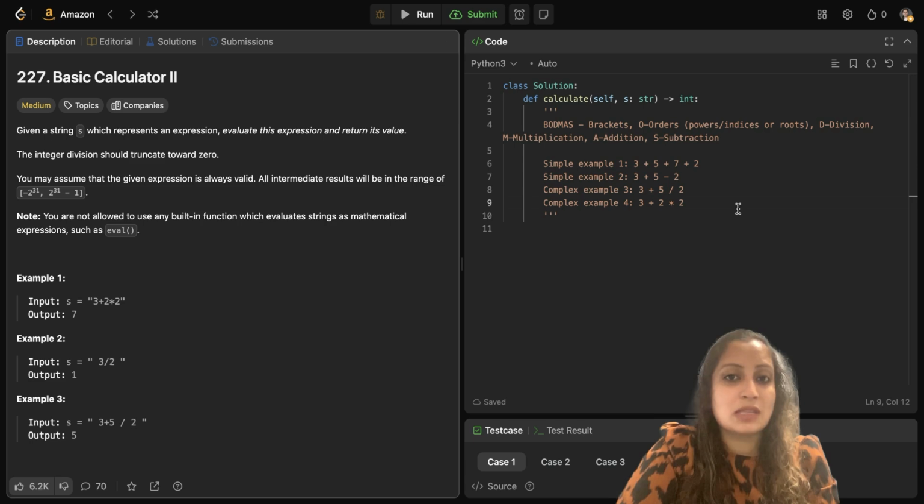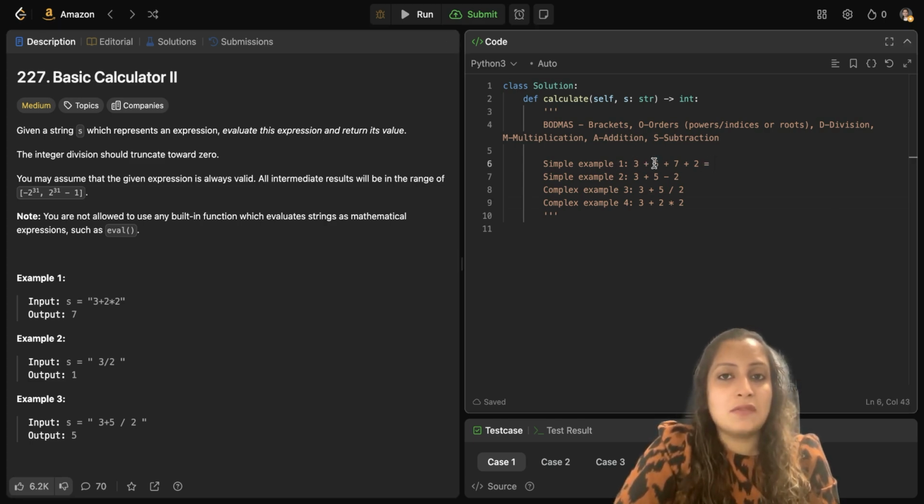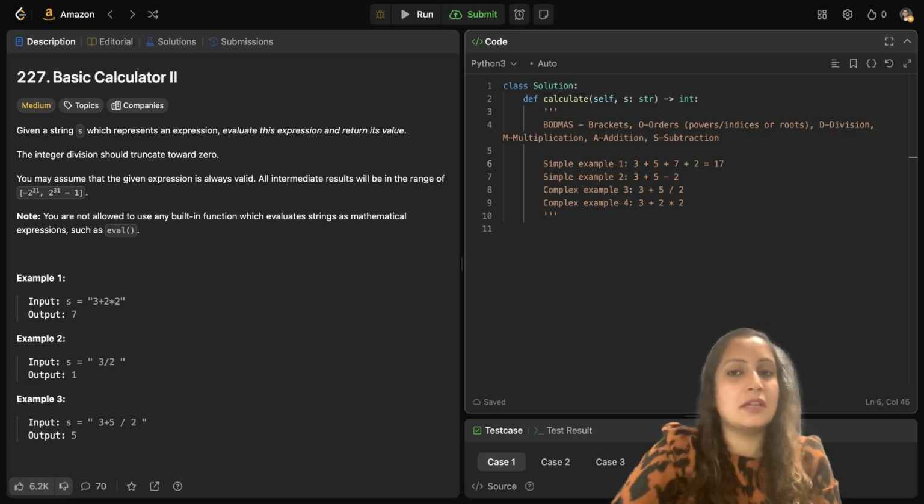Let's look at some examples to solve this question. Here in example 1, I have taken only addition operations and no other operations. It's pretty clear you initialize your result as 0, and then you go through your expression from left to right. So it's a simple example. 3 plus 5 gives you 8. 8 plus 7 gives you 15. 15 plus 2 gives you 17. You keep updating your result and at the end you return it.